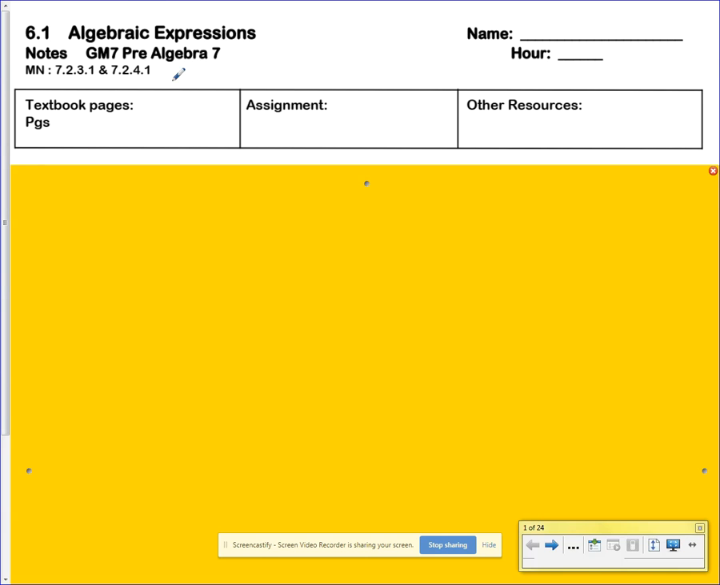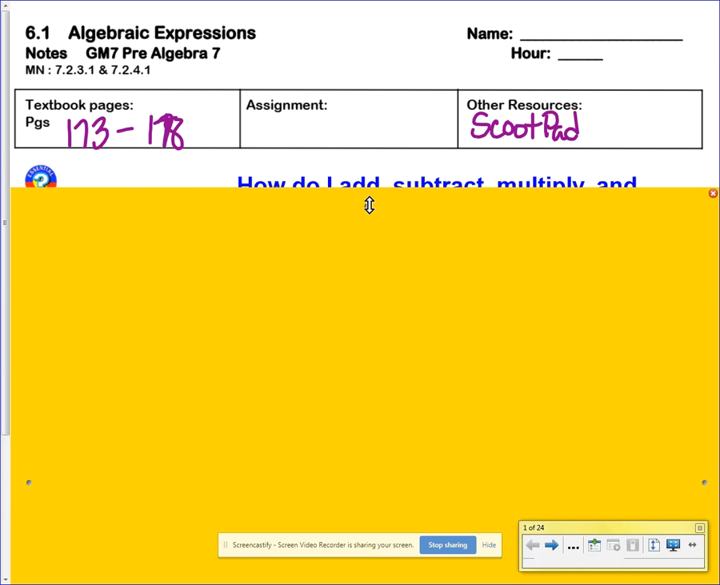And we're going to start in on Section 1 of Module 6 on Algebraic Expressions. Textbook pages we're going to cover in this section are, I think, like 173 to 178, something like that. Today's assignment we'll get to at the end. We're also going to do some work in ScootPad, and depending on how things go, we'll see if I need some more things that I got to pull out of my little file cabinet.